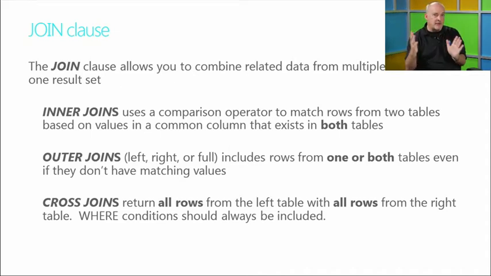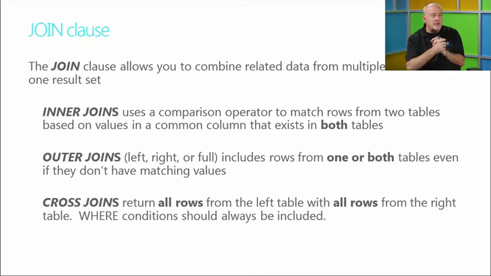Outer joins, if it's a left outer versus a right versus a full, but if it's a left outer join, it's going to include rows from one or both tables, even if they don't have matching values. So if it's a left outer join, it's going to give me everything in that first table, we'll say the product from the products table, and then any match from that second table. So that's what it'll do for that. So if it was a right outer join, it'd be everything from the right table and only the matches from the left table.